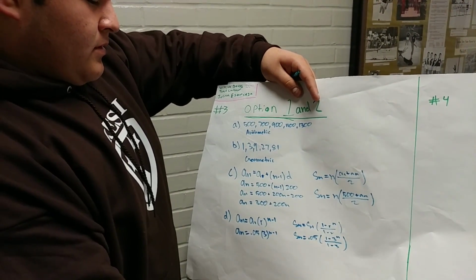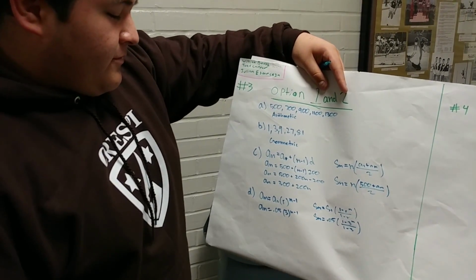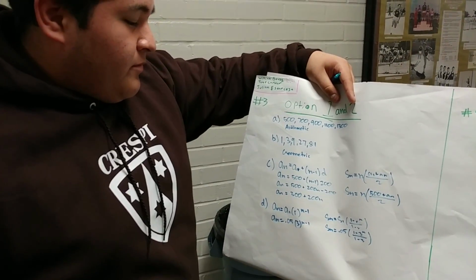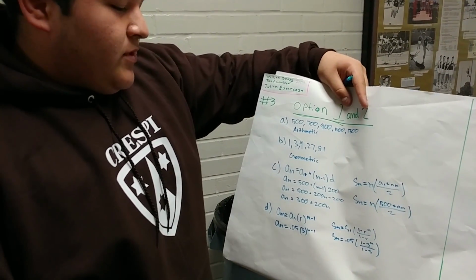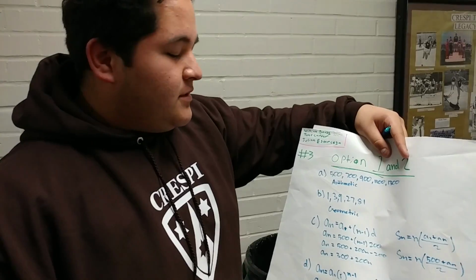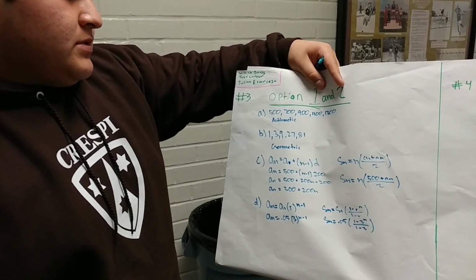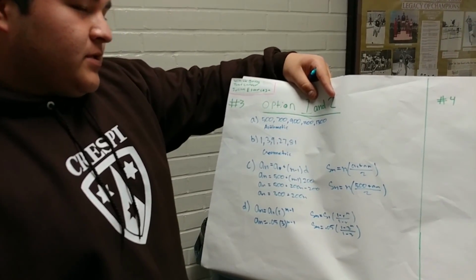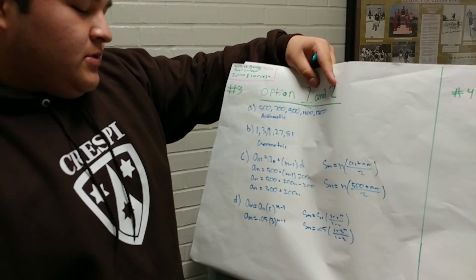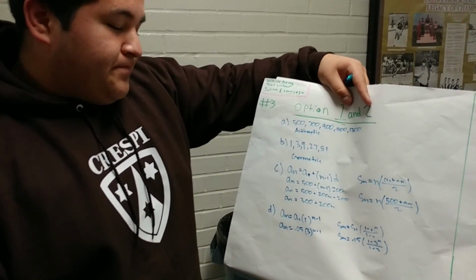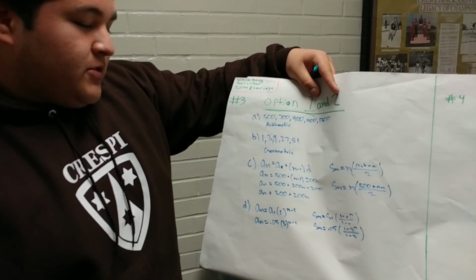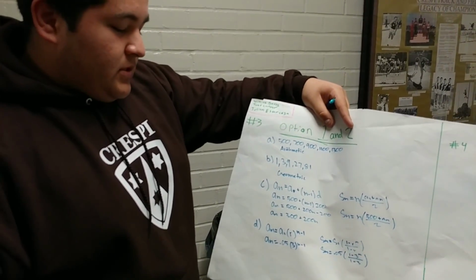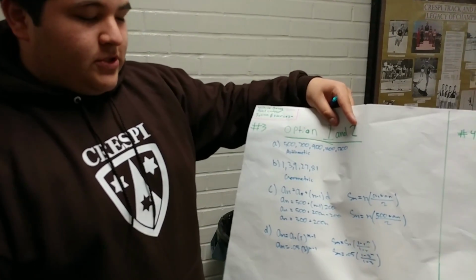And the rule for option 1 is a_n equals a_1 plus (n minus 1) times d. And a_1 is equal to 500, so a_n equals 500 plus (n minus 1) times 200, which goes out to a_n equals 500 plus 200n minus 200. So you do 500 minus 200, which gets you a_n equals 300 plus 200n.